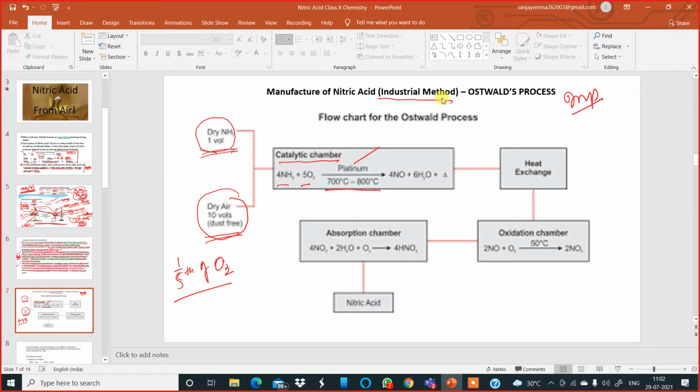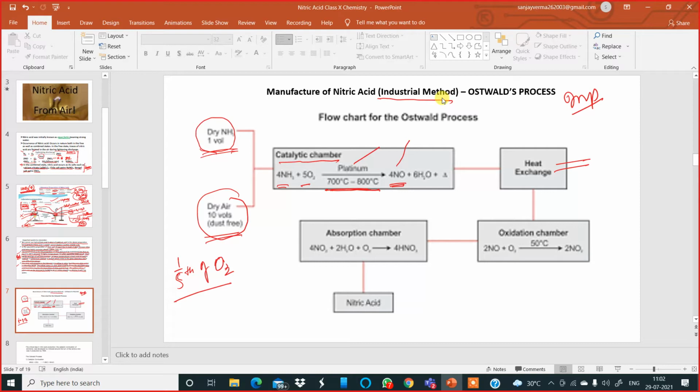Now remember, this is an industrial method. By any industrial method, we prepare anything on a large scale. So in the first step, the catalytic oxidation of ammonia happens to prepare an important product, which is nitrogen monoxide, colorless nitric oxide. After that, the products are sent into a heat exchanger, and then it is passed.